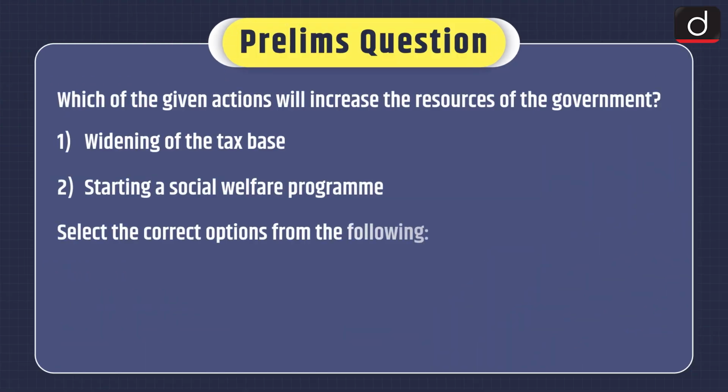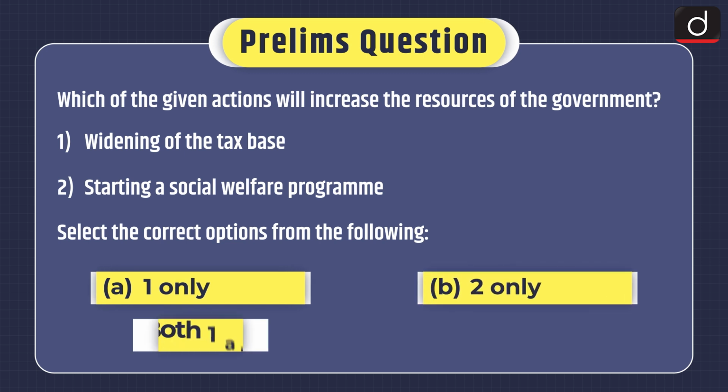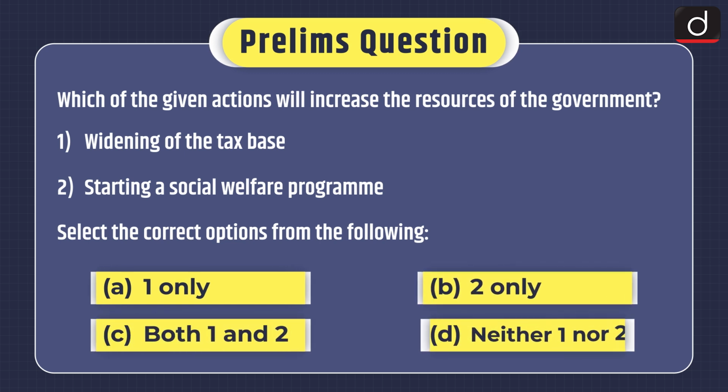Now it's time for the practice questions. First of all, the prelims question. Which of the given actions will increase the resources of the government? 1. Widening of the tax base. 2. Starting a social welfare program. Select the correct option from the following: 1 only, 2 only, both 1 and 2, or neither 1 nor 2.